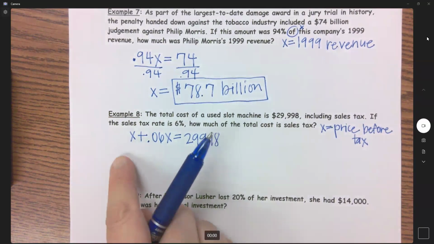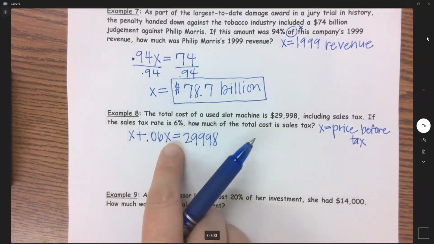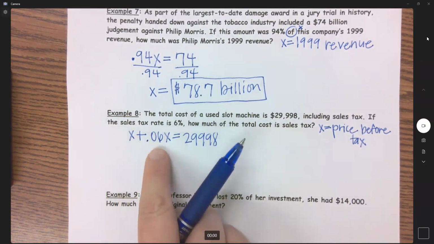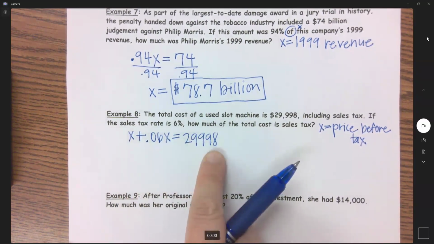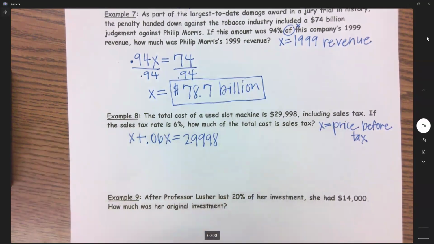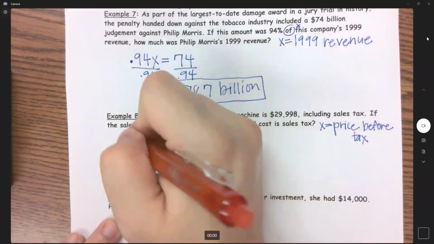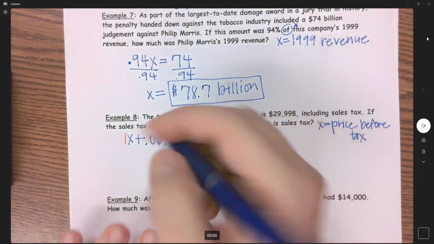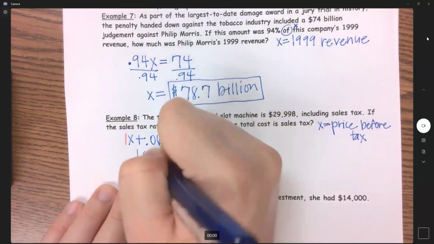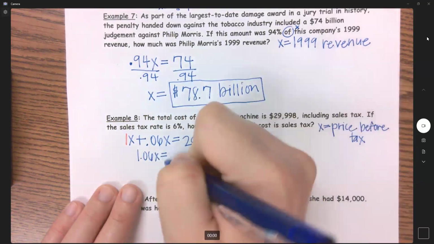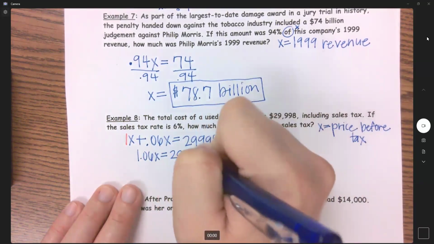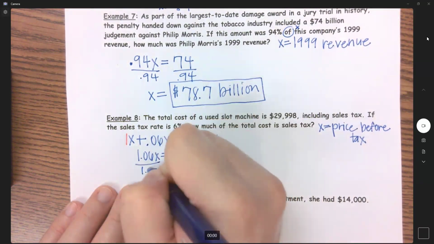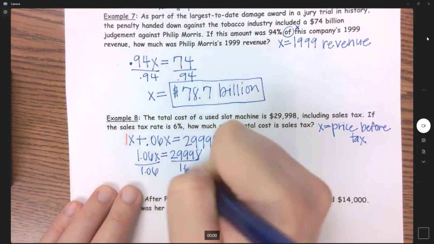Okay. So we have two x's here, whatever the original amount was, plus 6% of the original amount should equal the total. So add this together. This is the same as a 1x. So 1 plus 0.06 is 1.06x. And divide by 1.06.